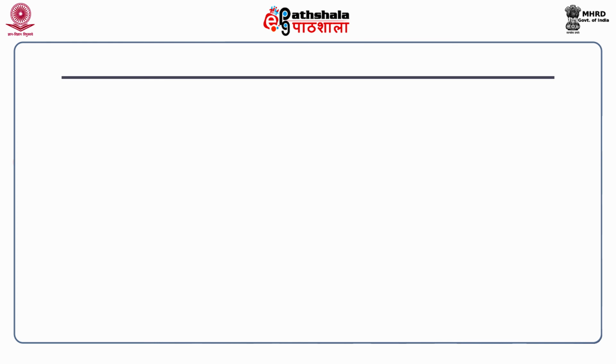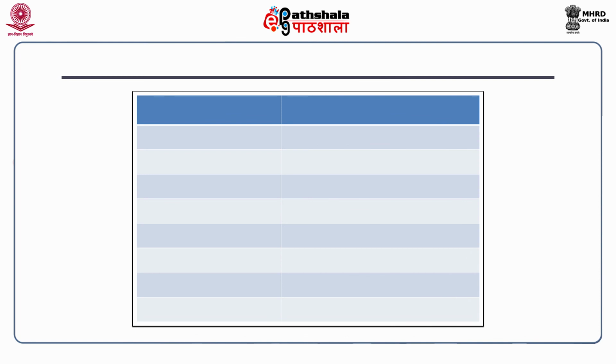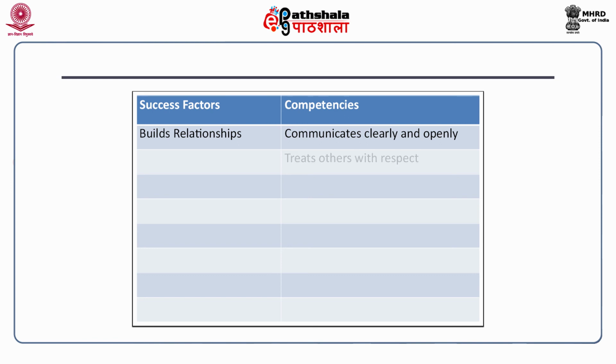So let's understand it with the help of this table. On the left hand side are success factors and on the right hand side are the competencies which are required to achieve that success factor. First is builds relationships. Competencies required are communicates clearly and openly, treats others with respect, collaborates with others.